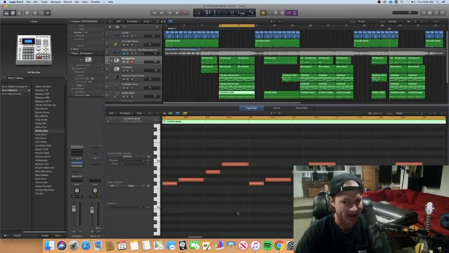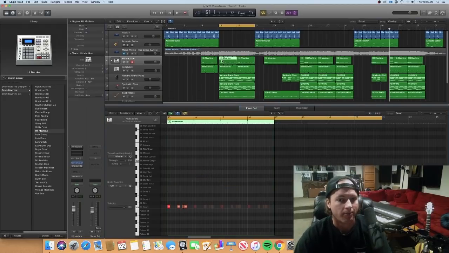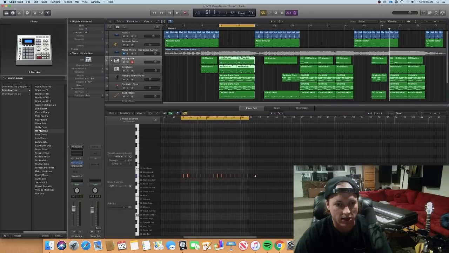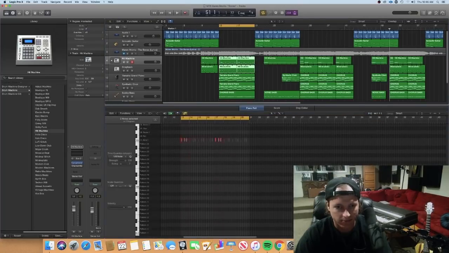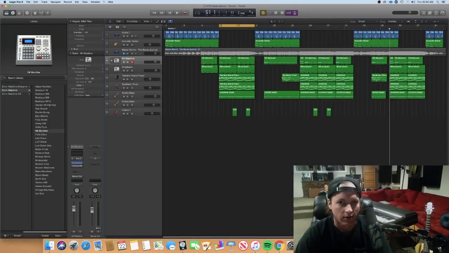Cool. Let's look at the bass line. The bass line is literally just mimicking the left hand of the piano player, the low notes. Our drum pattern is staying exactly the same. Yeah, cool. Then let's go to second verse.